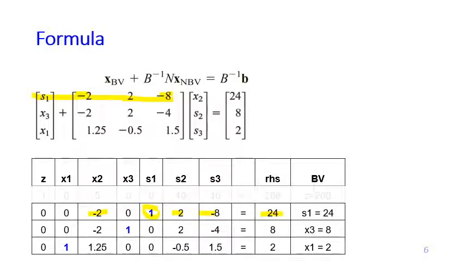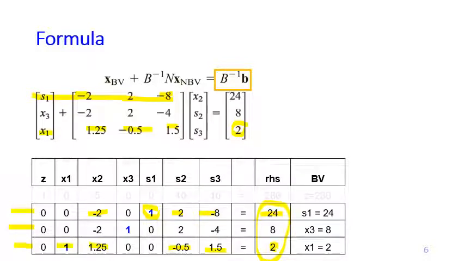And then let's say the third row says 1 times X1 plus 1.25 times X2 minus 0.5 times S2 plus 1.5 times S3 equals 2 on the right hand side. Okay, so if you perform the matrix multiplication, you will exactly get constraint 1, constraint 2, and constraint 3. So in other words, you may get the value of the right hand side, 24, 8, and 2, using this formula, B inverse times b.